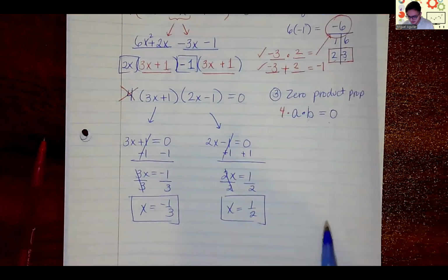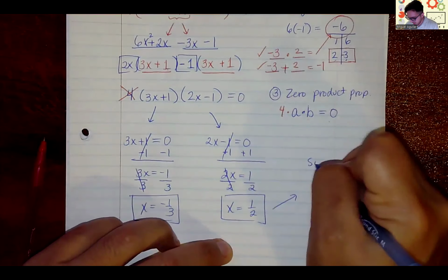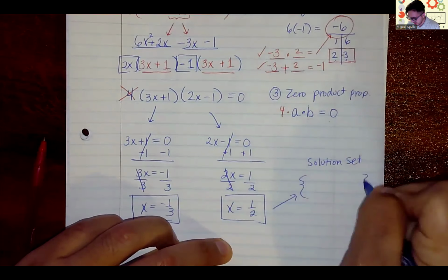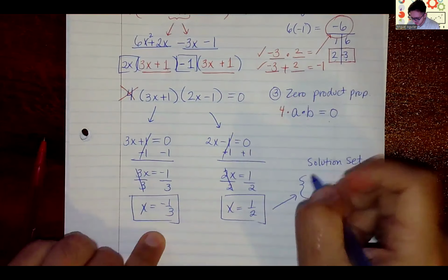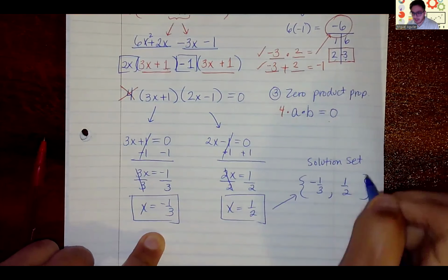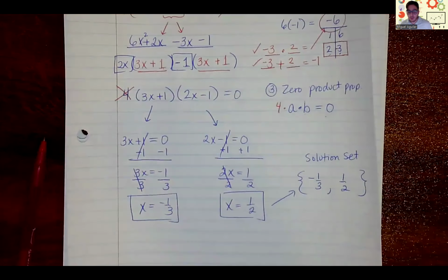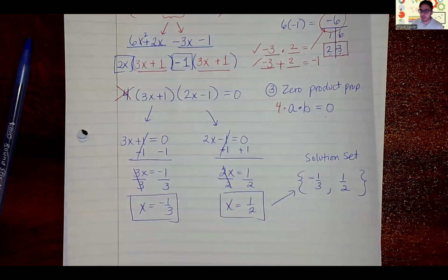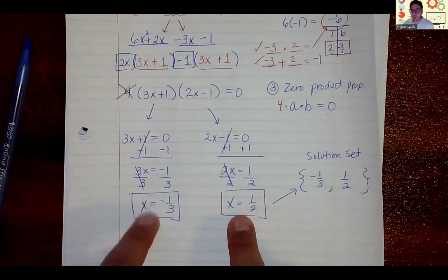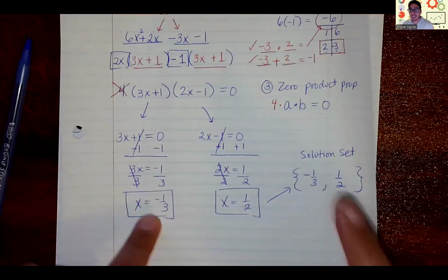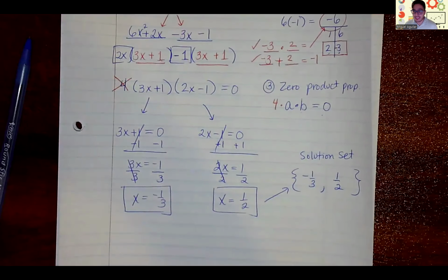If we want to write this as a solution set, then sure enough, we can go ahead and say our solution set enclosed in these braces is just going to be negative 1/3, comma, 1/2. Okay, so that's one other way of expressing your solution set. Remember, in the homework platform, it's usually not going to ask you to write it in terms of x equals. It just wants those solutions listed in those braces.